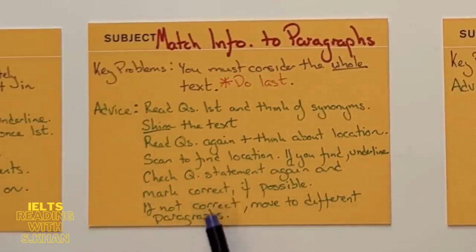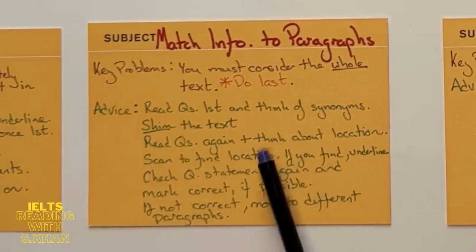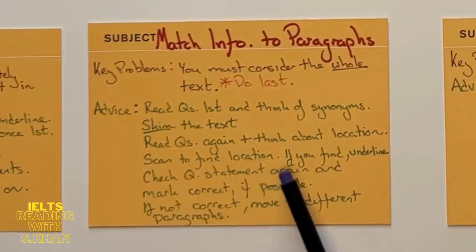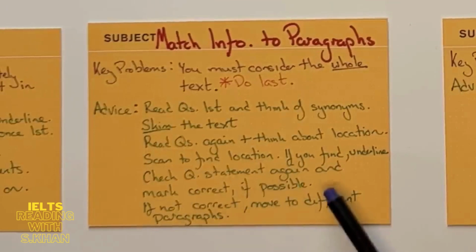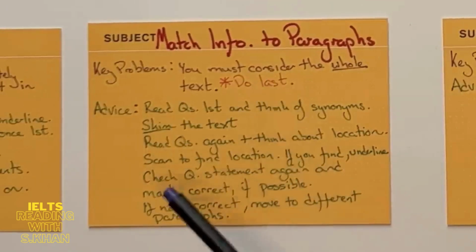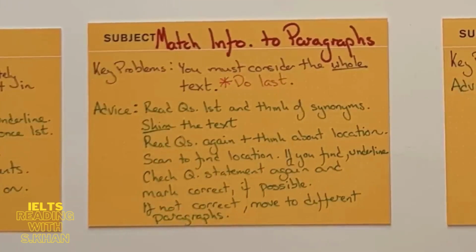But if you cannot find the correct answer quite quickly, this is one of the types of questions where students get lost and spend a huge amount of time on them. And again, that's why we say do these last. So if you cannot find the correct information, move to a different paragraph quite quickly, because often the answer will present itself in the next paragraph.